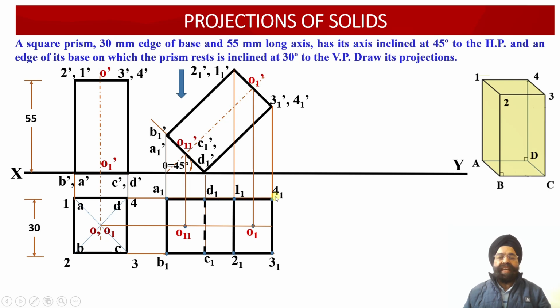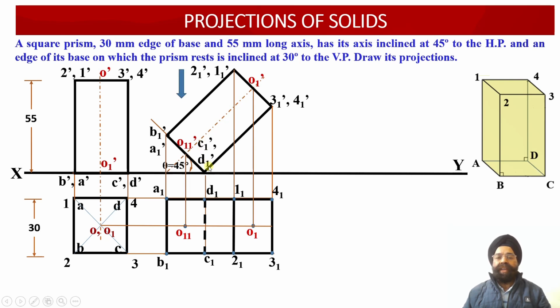So now you can see here we have joined all of these edges over here, but C1, D1 we have joined as a dotted line or a hidden line. So why has this hidden line been drawn? As we are looking at the square prism from the top, C1', D1' happen to be the points lying farthest away from the observer and closest to the plane.